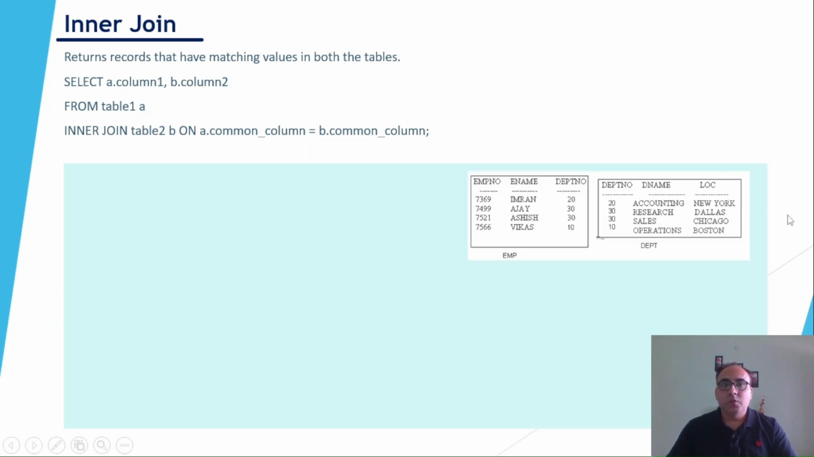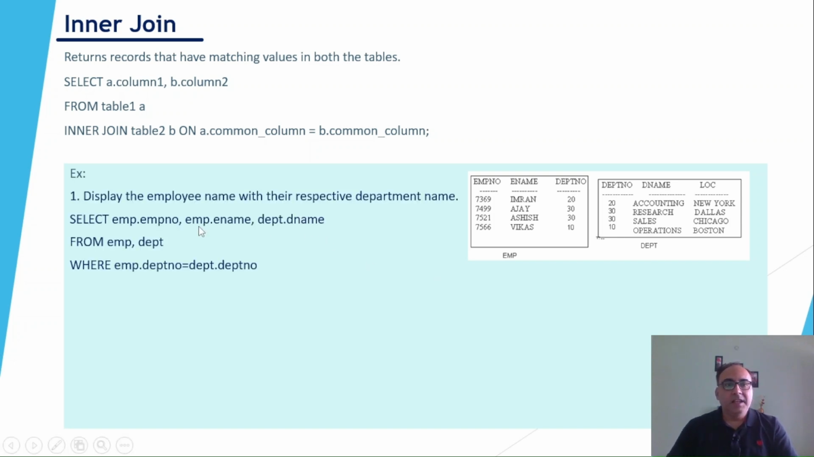Let's try to understand this join using some examples. Let's say we have two tables, EMP and DEPT. In EMP, we have three columns: EMPNO, ename and DEPTNO. And in the DEPT table, we have DEPTNO, dname and LOC. Now, the first example: display the employee name with their respective department name. In this example, we have to join these two tables, because the employee name is not there in the department table, and the department name is not there in the EMP table. So to meet this business requirement, we have to join these two tables.